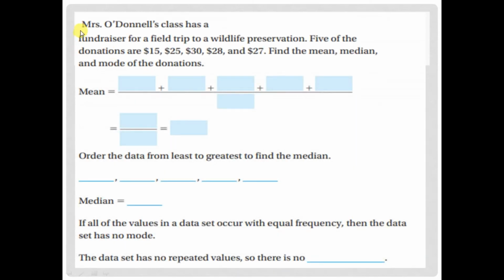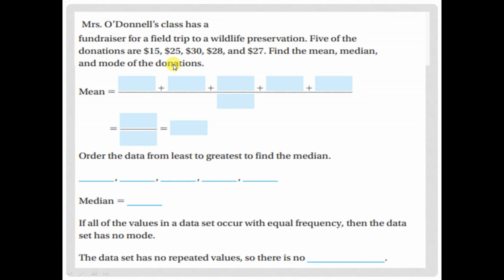Mrs. O'Daniel's class has a fundraiser for a field trip to a wildlife preservation. 5 of the donations are $15, $25, $30, $28, and $27. Find the mean, median, and mode of the donations.